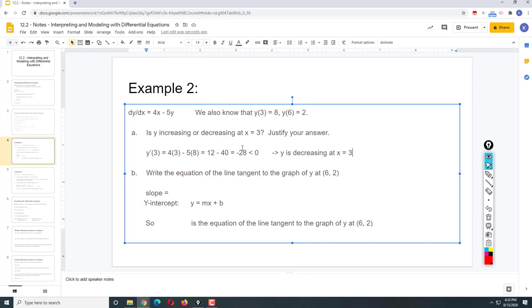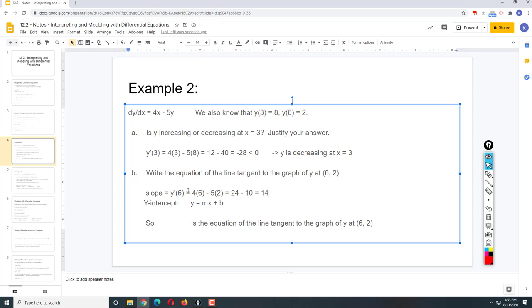B. Write the equation of the line tangent to the graph of y at (6, 2). Alright, so the slope is just the derivative, and we want to evaluate it at x equals 6. That's 4x minus 5y. We plug in x is 6, and we know that when x is 6, y is 2. That's 24 minus 10, which is 14.